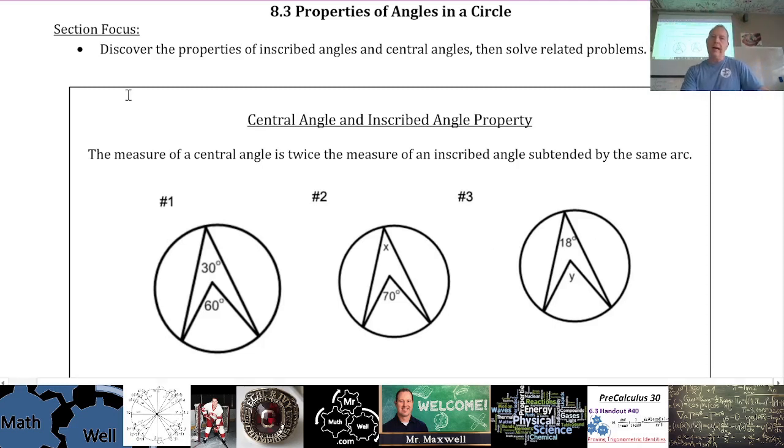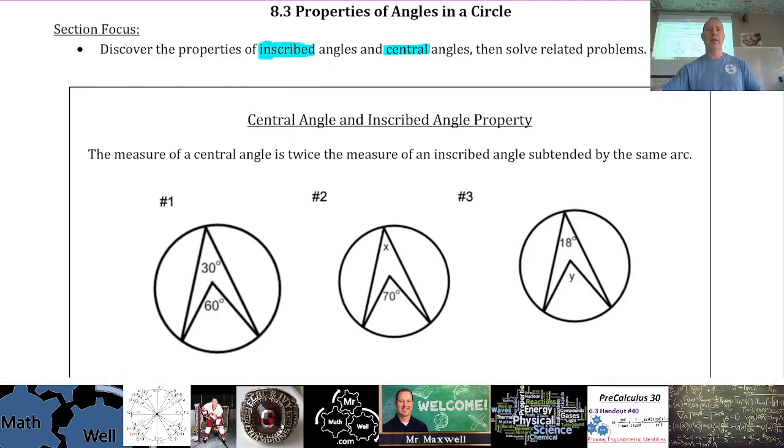All right, so what are we going to do today? We are going to focus on discovering the properties of inscribed angles. Ooh, there's a word we haven't seen yet. Inscribed. I'm looking at this word, and I'm seeing scribe. Scribe means to write, or to draw, or to record. And then I'm seeing the word inscribed. So these are angles that are written inside, or written in. Drawn in, sketched in. That's how you remember how that works, because I'll tell you in a second what these actually are. Central angles, well, that's pretty easy, right? Angles associated with the center. And then solve related problems.